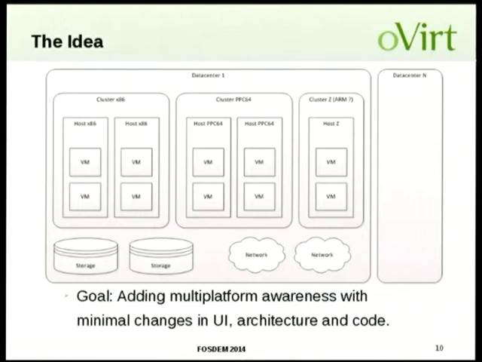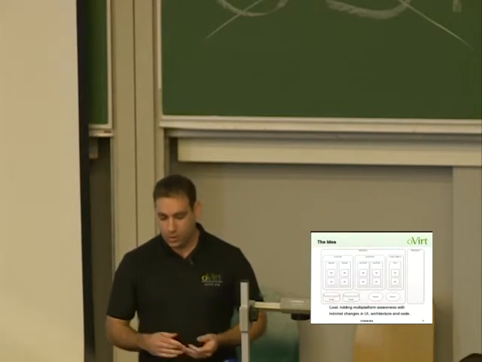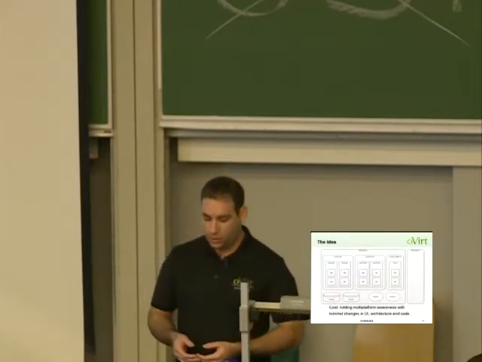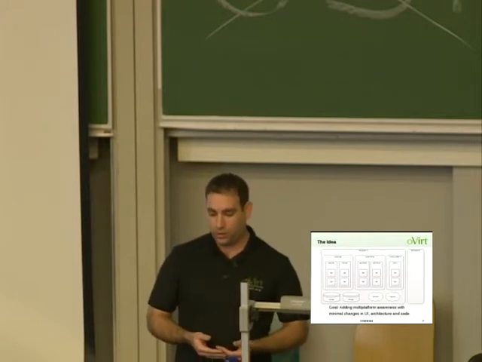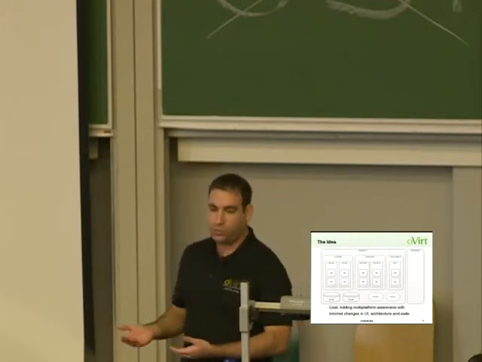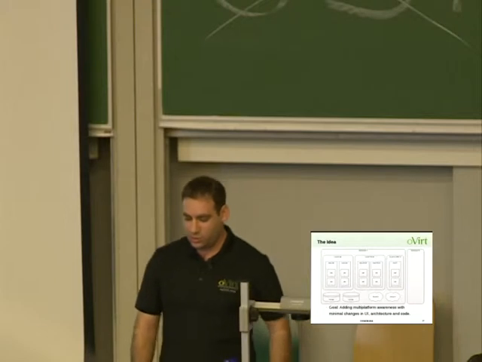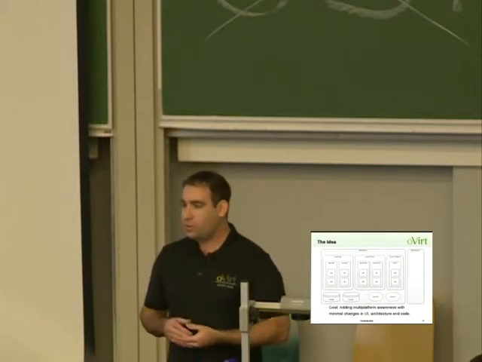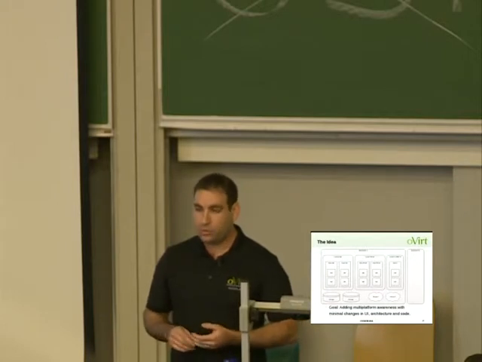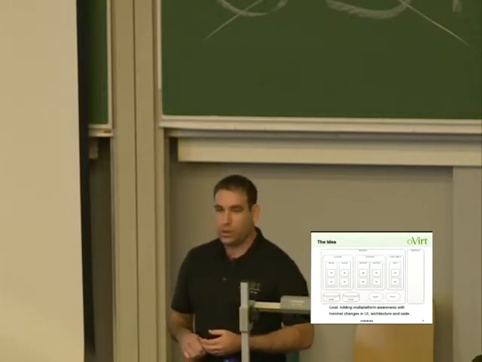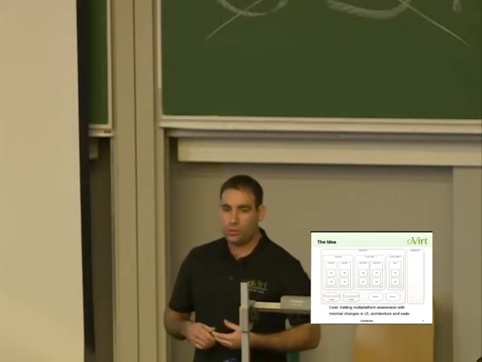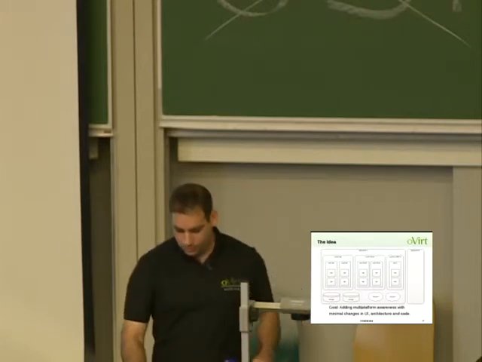Okay, so what was the idea? If you remember, before, I showed you there are multiple data centers and each data center has clusters. What we wanted to achieve is that we could have a cluster which is x86 as today, and also have clusters from other platforms like a PPC64 cluster, and in the future, if available, anything that supports KVM. So ARM is the question mark. And the goal, of course, was adding this support with minimal, as far as possible, changes to the architecture inside the engine and to the UI, to use the existing infrastructures and so on.